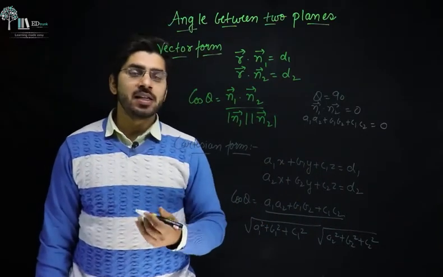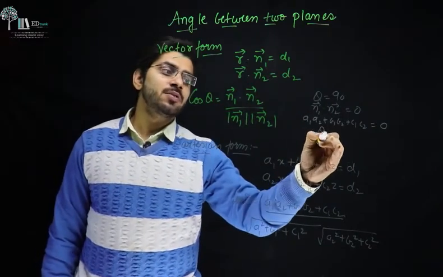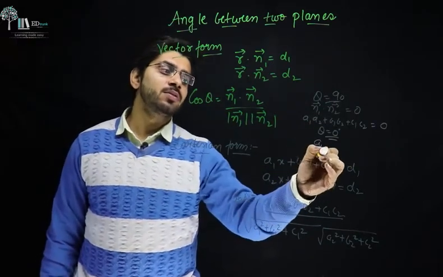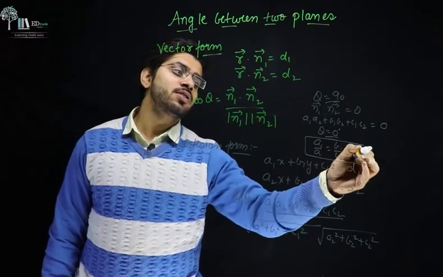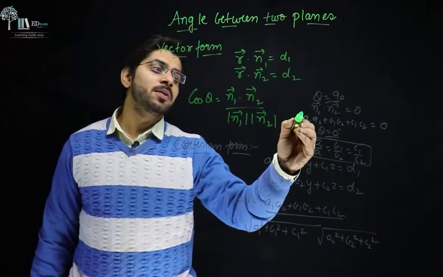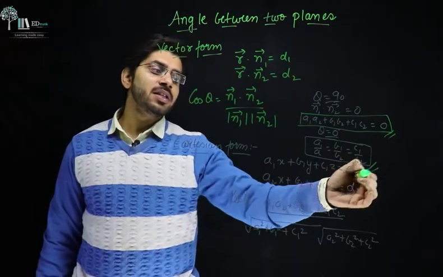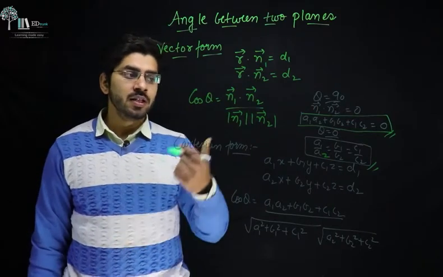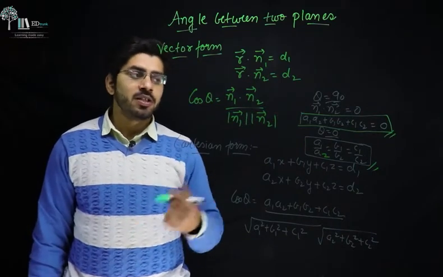And if the two planes are parallel, that means the direction ratios of normals are proportional. That means if theta equals 0 degrees, then the condition will be a1 by a2 equals b1 by b2 equals c1 by c2. So these are the conditions for perpendicularity and parallelism. For perpendicularity it is a1a2 plus b1b2 plus c1c2 equals 0, and for parallelism it is a1 by a2 equals b1 by b2 equals c1 by c2. So for parallel, the direction ratios of normals should be proportional. For perpendicular, the dot product should be equal to 0.